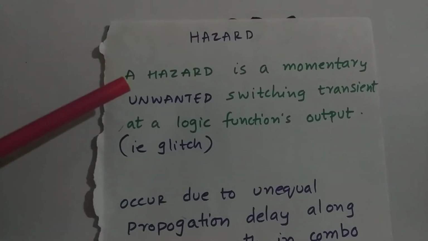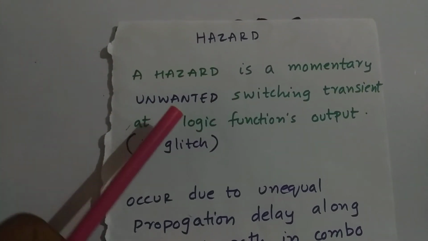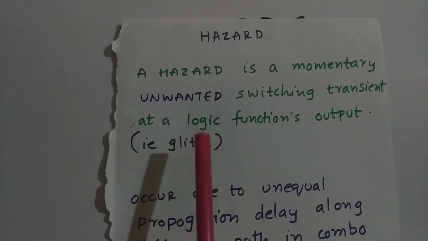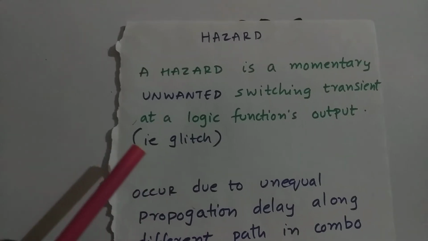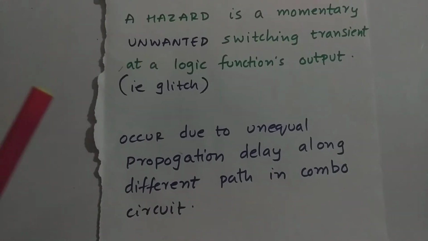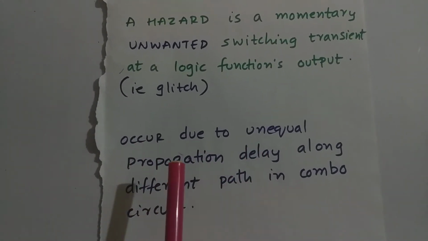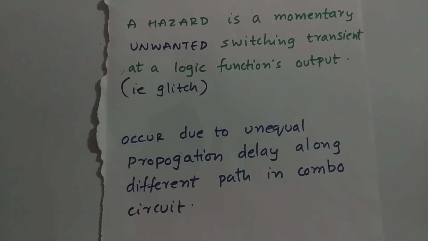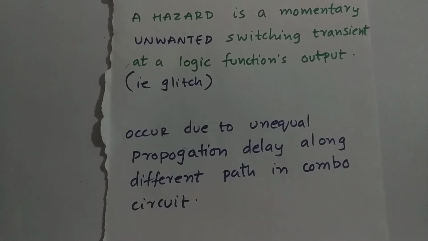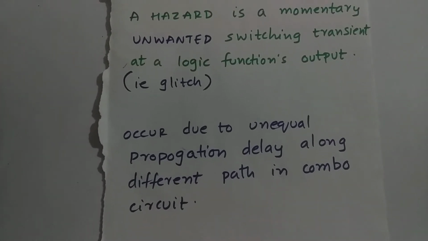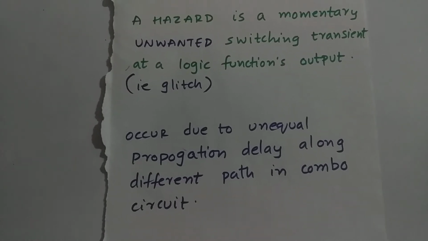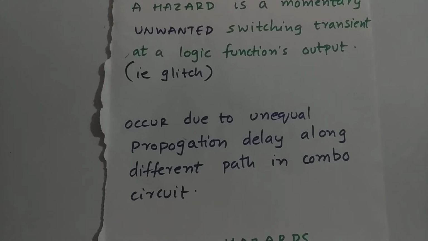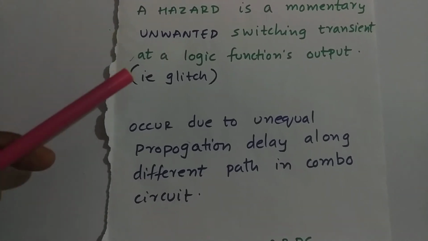A hazard is a momentary unwanted switching transient at the logic function's output. It is nothing but a glitch. Hazard is nothing but a glitch. So why does a hazard occur? A hazard occurs due to unequal propagation delay along the different paths in the combinational circuit. In a combinational circuit, there are different paths from input to output. The number of gates might vary, and as a result the propagation delay also varies in each path. This might result in glitches.